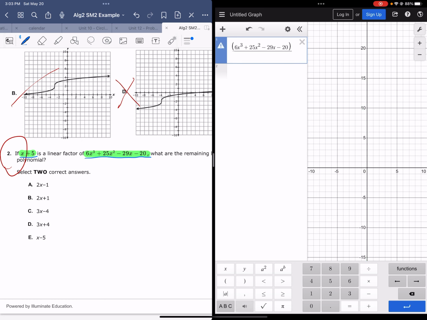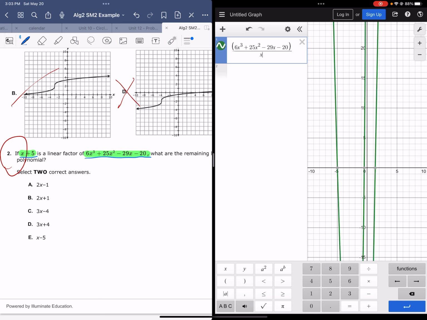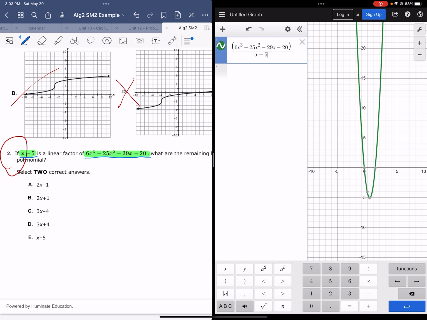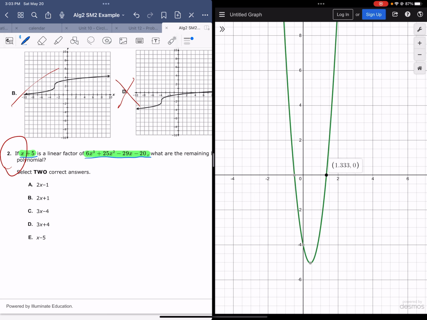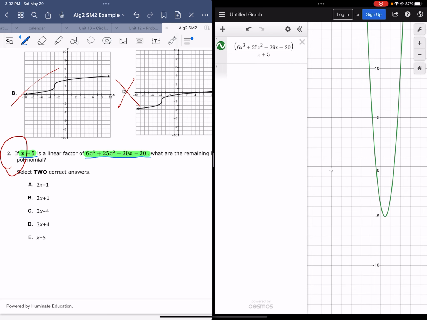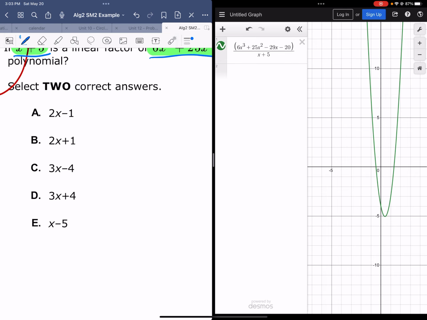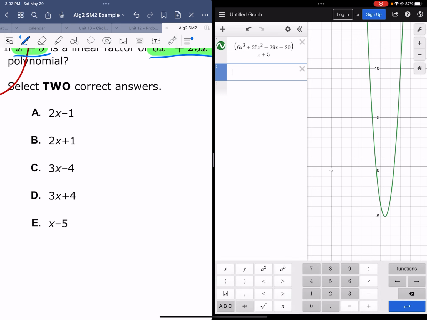Now divide. Now you see it becomes a fraction, it doesn't matter. So now I'm going to put x plus 5. And did I make a mistake? Let's say no. So we got this one, right? Do you see these two are the remaining factors? So what I'm going to do is put every single one of these answer choices in and see which one crosses one of these 2 points, all right?